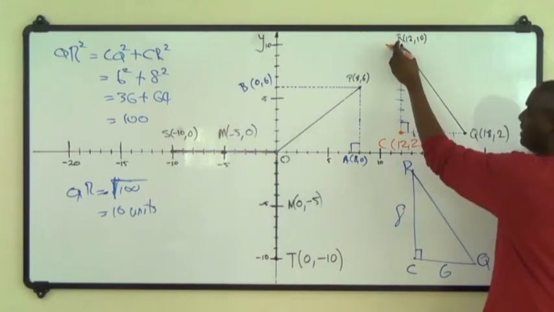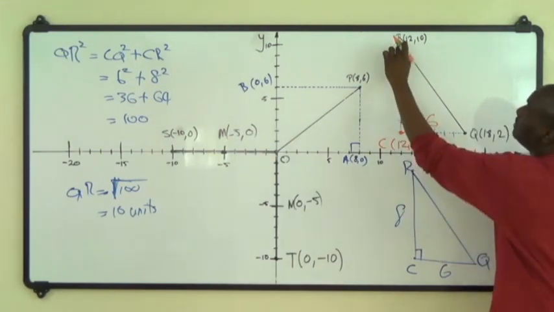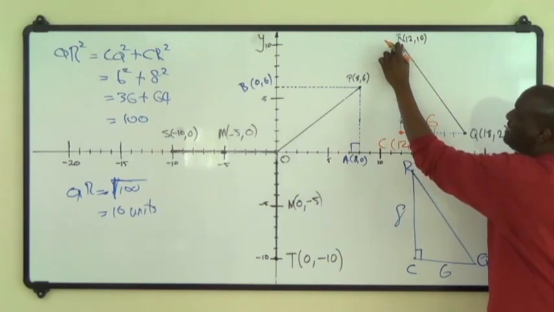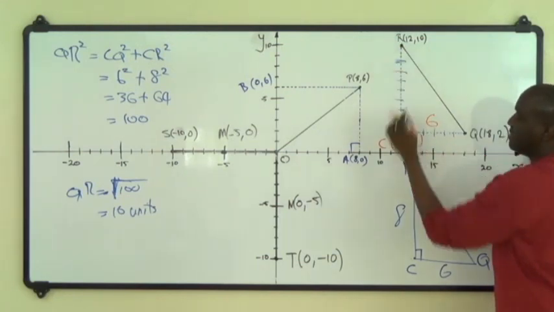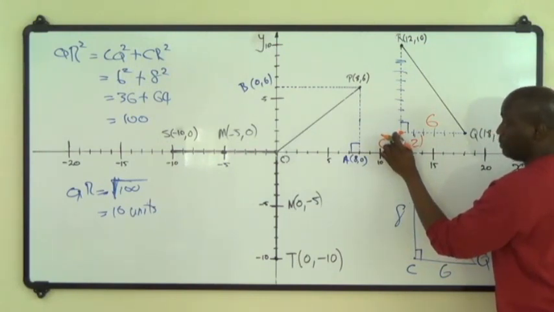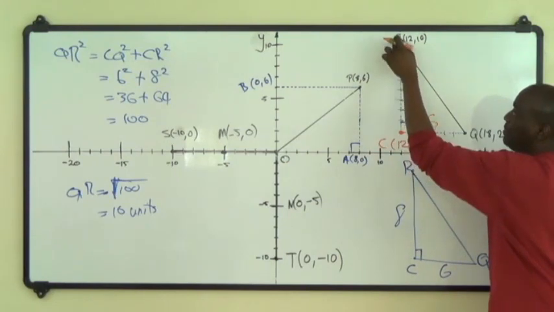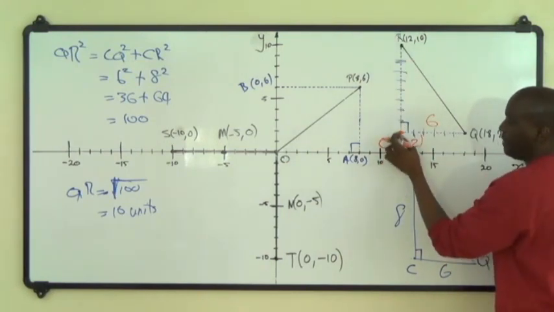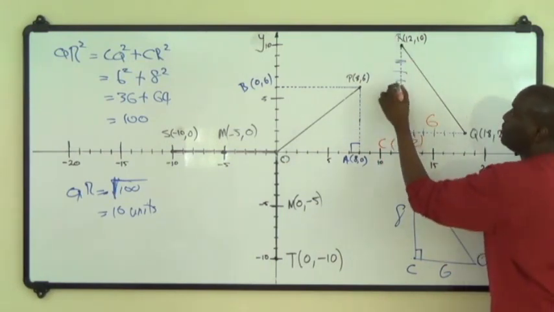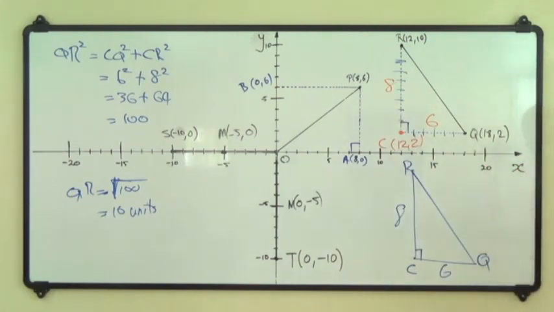And we do the same thing here. So the distance from the x-axis to this point here would be 10, and the distance from the x-axis to this point here would be 2. So the distance between this point and this point will be this whole distance 10 minus this distance 2, which will give you 8 out here.